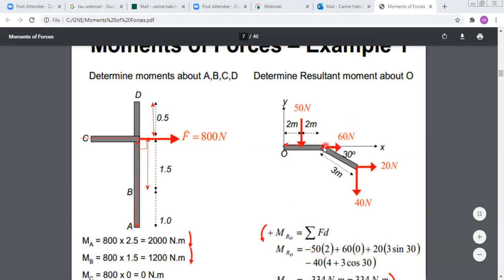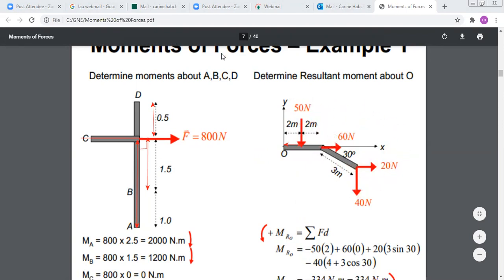Now, for the force of 60 Newton, the force of 60 Newton is passing by O, so it cannot produce any moment about O, so it's plus 0. Now, I have here two other forces. I will start with the 20 Newton force. For the 20 Newton force, it's producing a moment in the counterclockwise direction, so it has a positive moment.